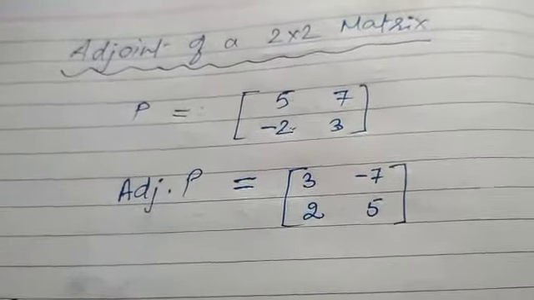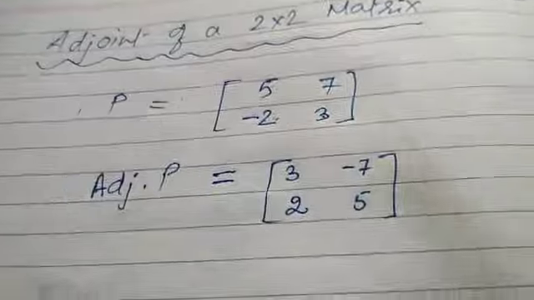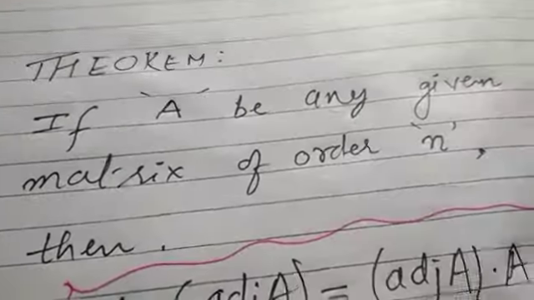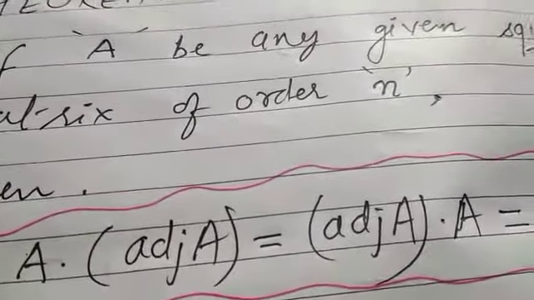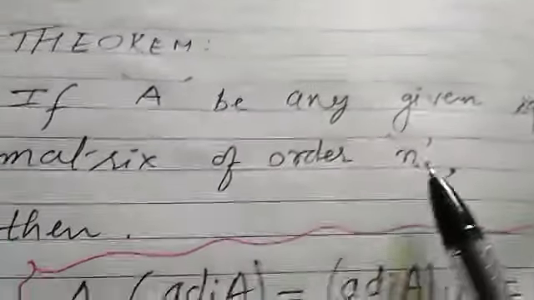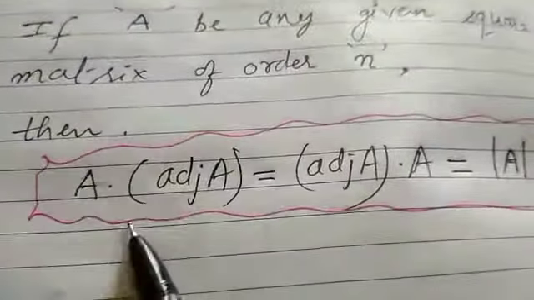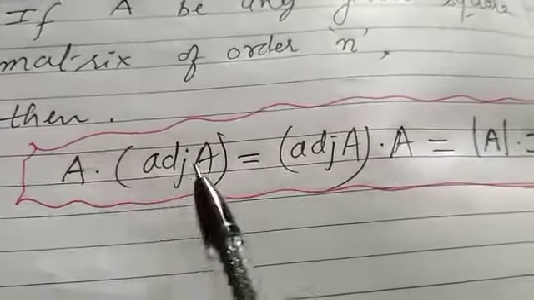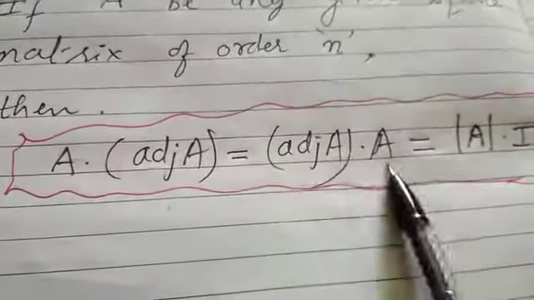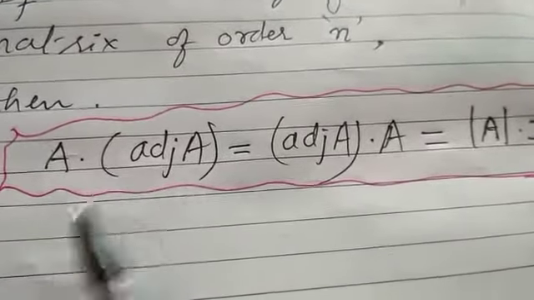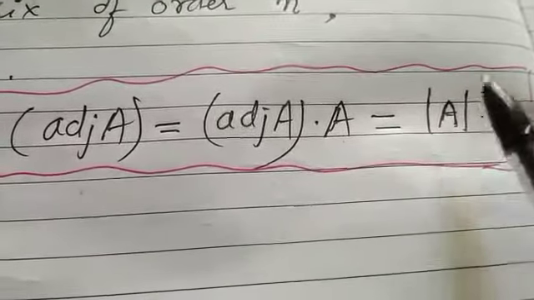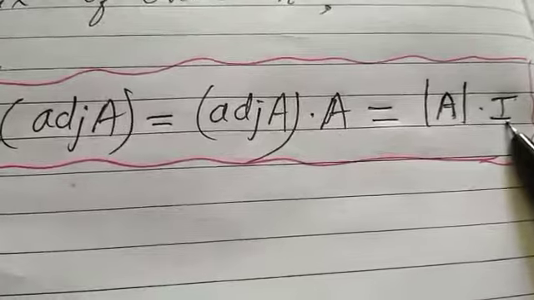Hello students, after having done this adjoint of a matrix, now we are heading to a new theorem, the theorem based on the product of a matrix and its adjoint. They say that if A is any given square matrix of order n, then A times its adjoint is equal to adjoint of A times A, that is, the product of A and its adjoint is commutative, and this is equal to determinant A times the identity matrix.